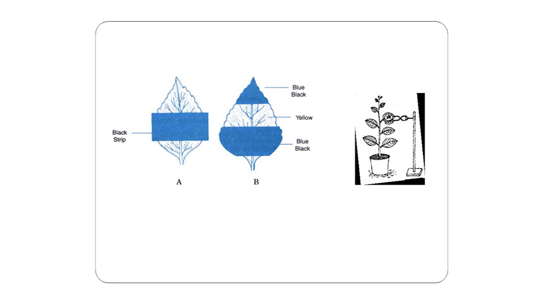After keeping this potted plant in the sunlight for 4 or 5 hours, remove the leaf and test for starch by adding iodine. Except the star portion which is covered, the other portion will turn blue black because the star portion is not exposed to sunlight.